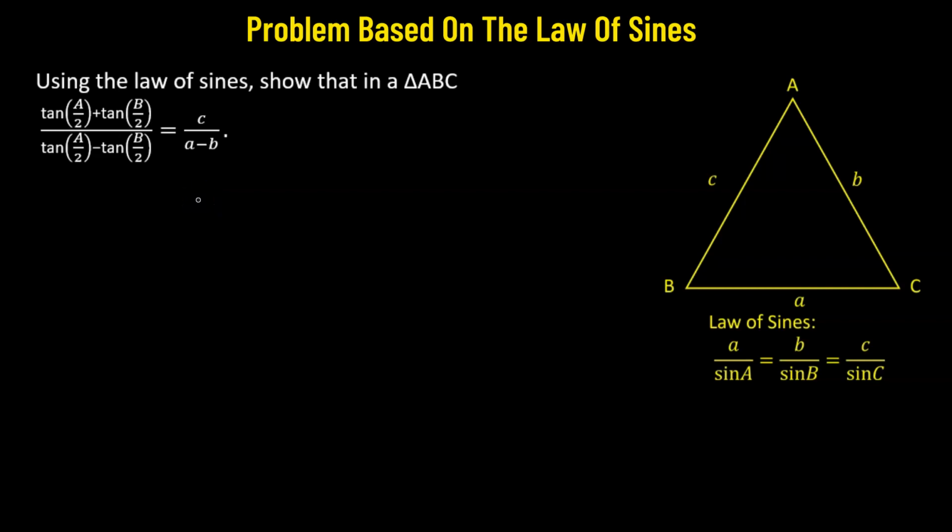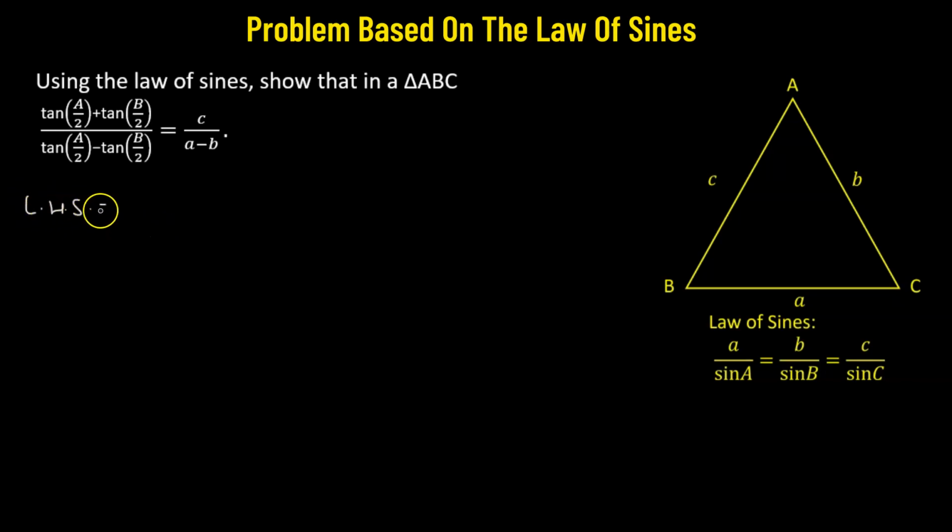Using the law of sines, we need to show that in a triangle ABC, (tan(A/2) + tan(B/2)) / (tan(A/2) - tan(B/2)) equals C over A minus B. Okay, let us begin. We'll start from the left hand side.